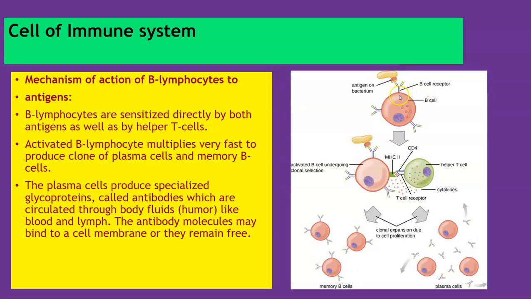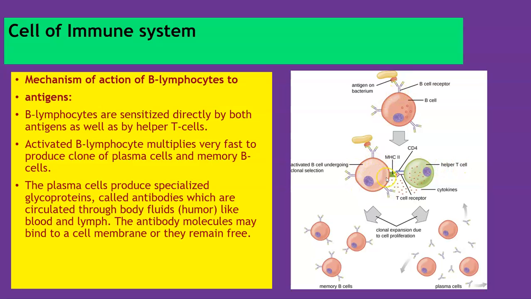So there is a receptor on the B cell where the antigen on the bacterium can bind. So this is one way it can get sensitized, by direct contact with the antigen, or another way is the helper T cell coming in and sensitizing the B cells to undergo the cloning. So there are two ways in which your B cells can get sensitized.